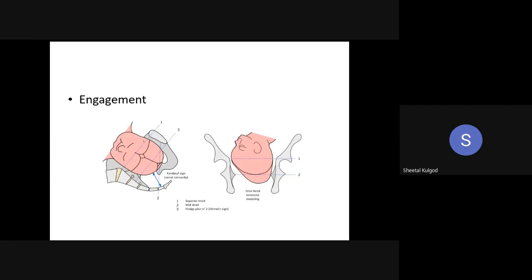The terminology of engagement: this is the pelvic brim, or the pelvic cavity, the pelvic brim, and the fetal head has to cross this pelvic brim. That particular event is called the engagement of the fetal head. Okay.